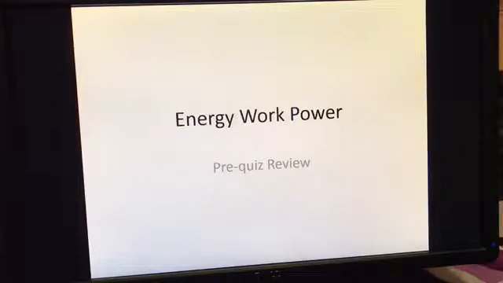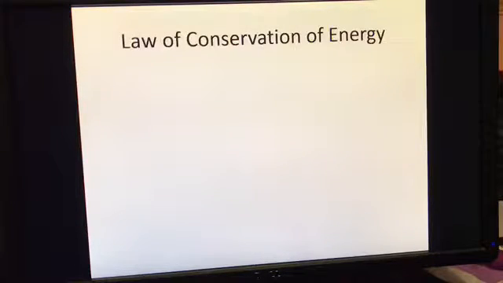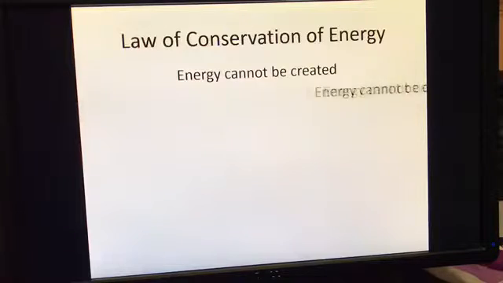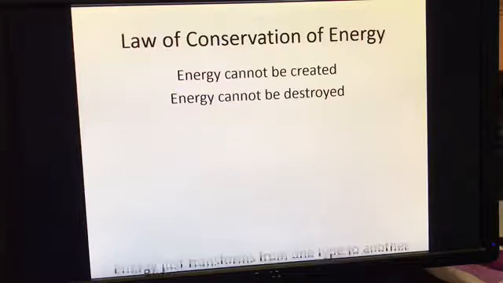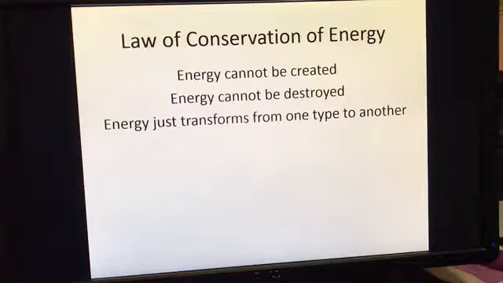Okay, so here we have our energy, work, and power review, if you missed it in class. So, the law of conservation of energy. We've got to start off with that. The law of conservation of energy states energy cannot be created, energy cannot be destroyed. Energy just transforms from one type to another.